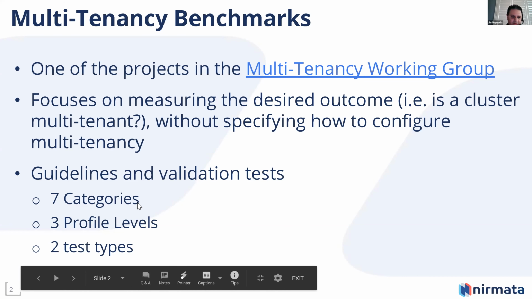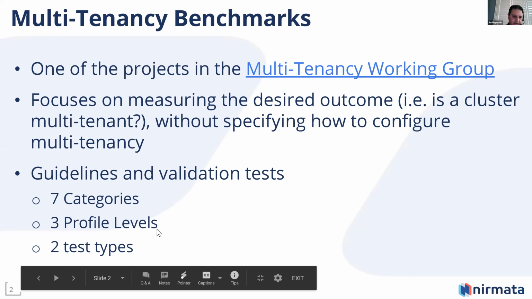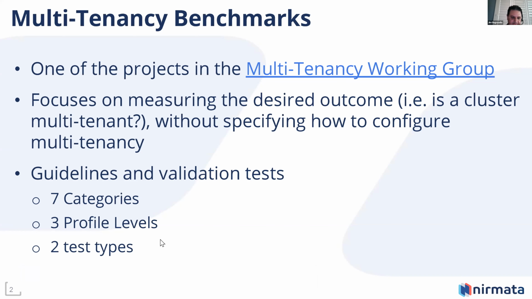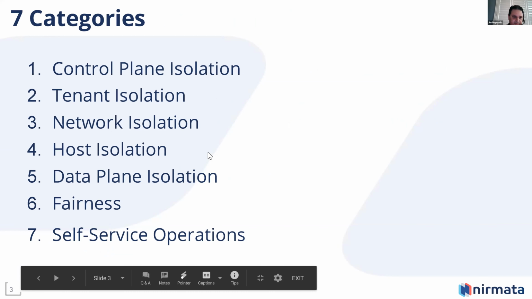So what we have so far defined, which is in the working group repo, is about 7 different categories of where we would do validation checks. And there's 3 profile levels that we're proposing and 2 types of tests that we would run. So the idea here would be to come up with a test tool, like an E2E test tool, as well as some guidelines for how folks could configure their clusters for multi-tenancy.